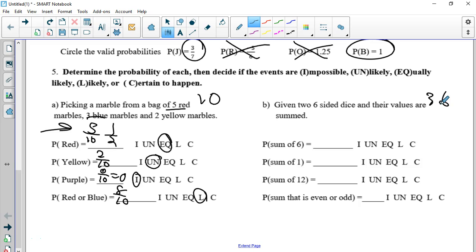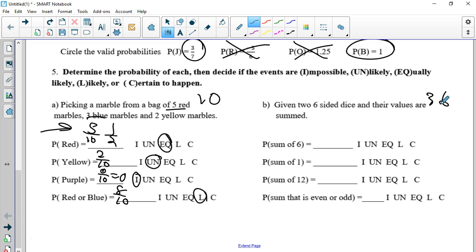Everything from 1 and 1, 1 and 2, 2 and 1. Because remember, they repeat. Think about 2 different colors. A red 1 and a green 2 is different than a red 2 and a green 1. They both make 3, but it's a different combination. So your smallest number you can get is 2. Your biggest number you can get is 12, and everything in between.